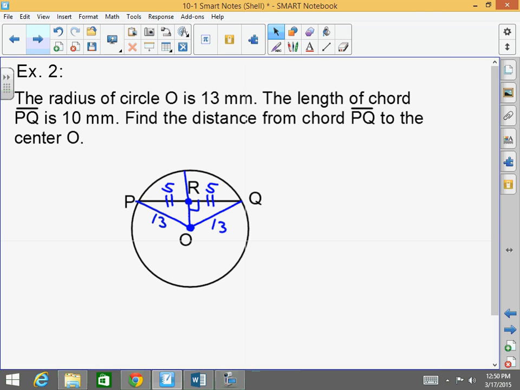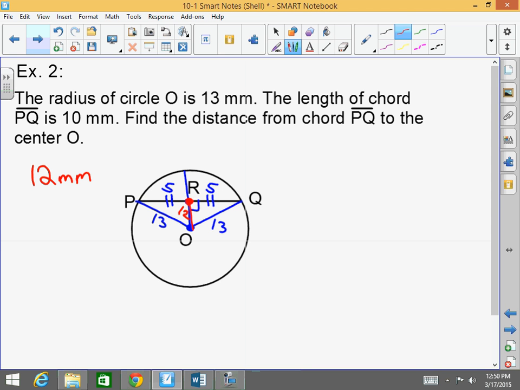So what is the distance from R to O? 12. It's a 5, 12, 13 triangle. So that would be 12 millimeters. Does that make sense? This is very important for you guys to understand. That's the power of this theorem.